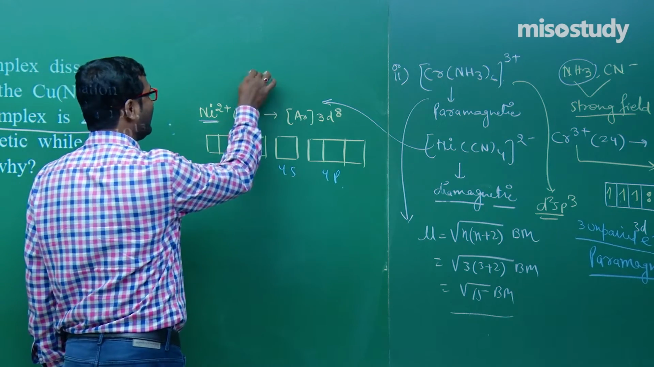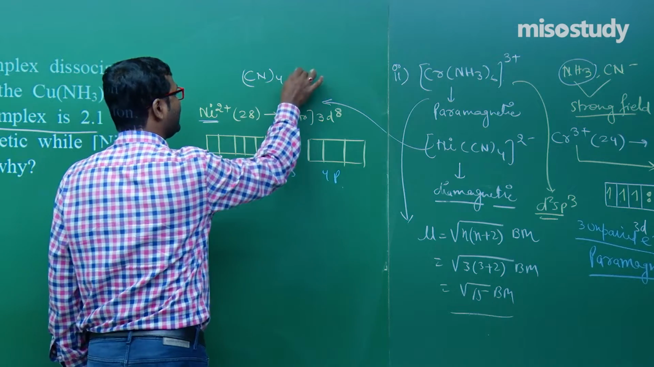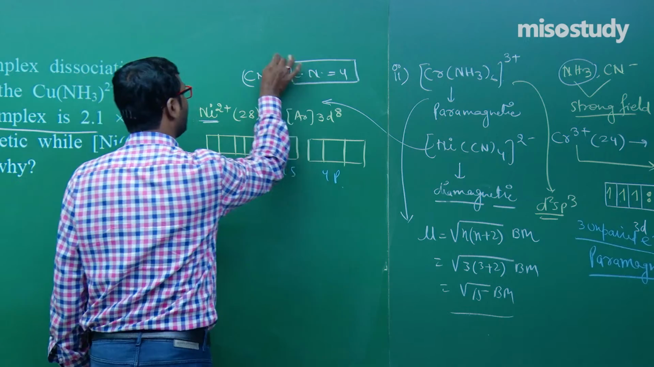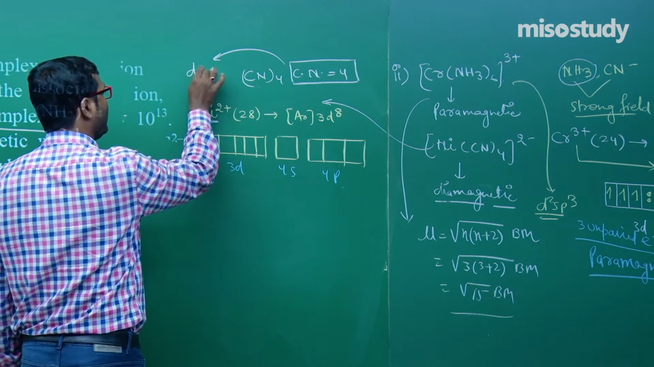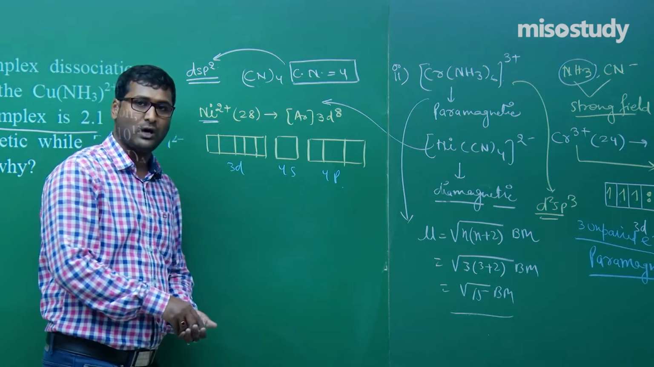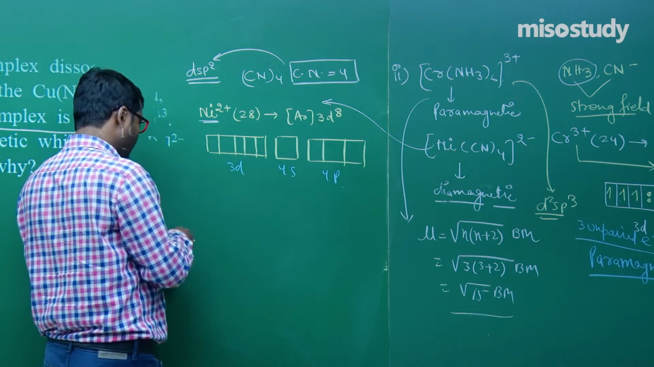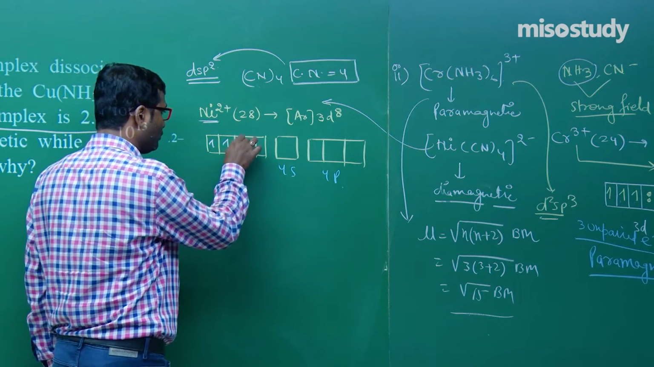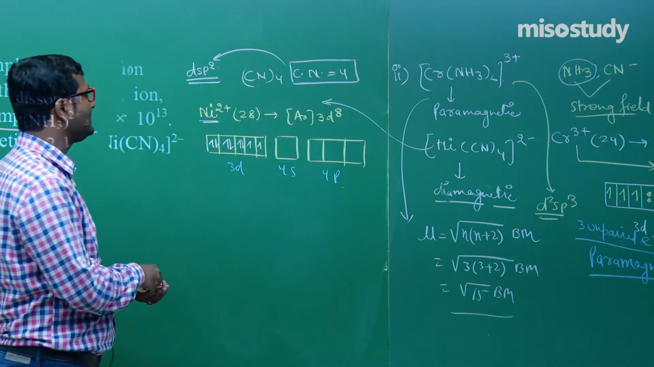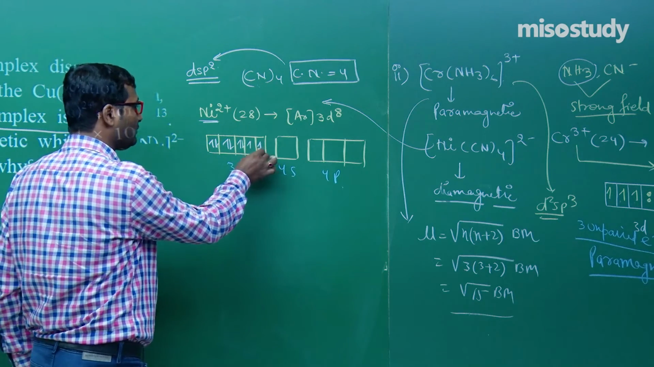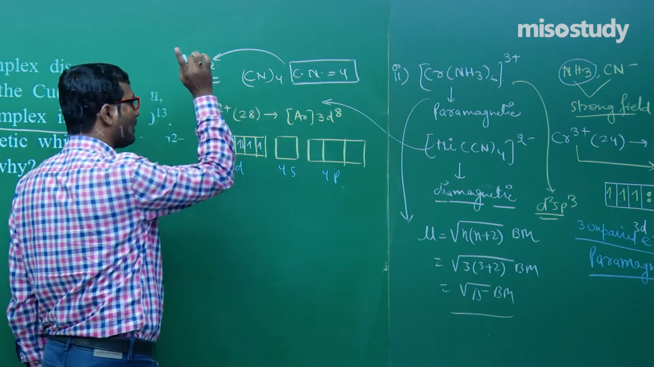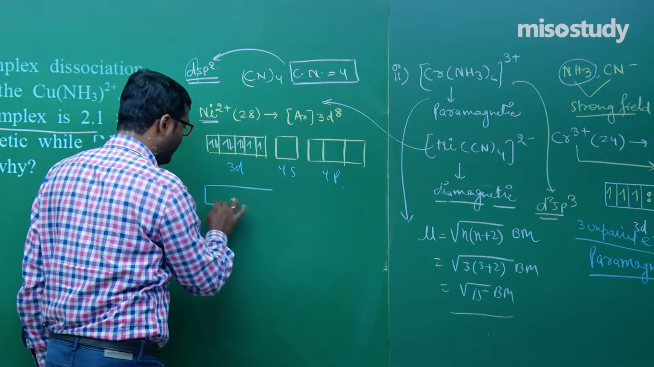Now, what will happen? Ni2 plus, and here CN is 4 times, so the coordination number is 4. Definitely this is a strong field ligand, it will form an inner orbital, that is dsp2 square planar complex, that is dsp2 hybridization. Now, as we know, nickel 2 plus has 8 electrons, 1 2 3 4 5 6 7 8. Now, CN is a strong field ligand, so it will pair up these electrons because it needs only 1 d orbital, not 2, my friend. So, what will happen in this case?